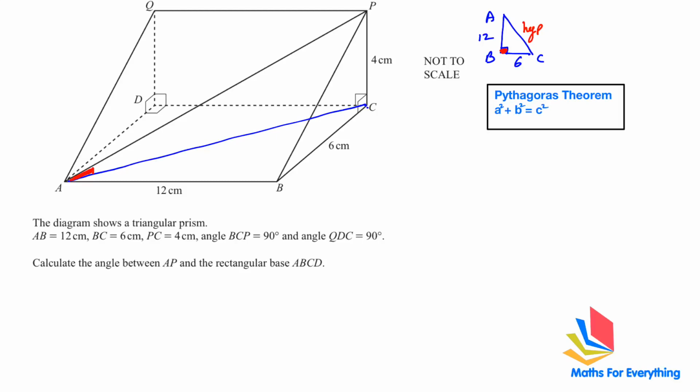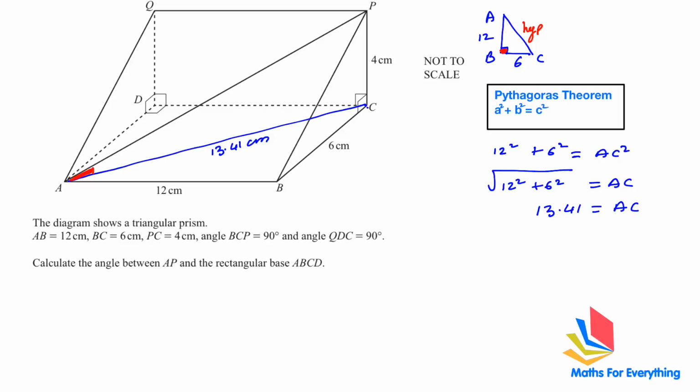Let's write down what we have. 12 square plus 6 square is equal to AC square. Therefore, AC will be the square root of 12 square plus 6 square, and we will get 13.41. To get a more accurate answer, take two decimal places. Now we need to find the angle. We know that AC is 13.41 centimeter, and this is the angle we need to find, angle A.